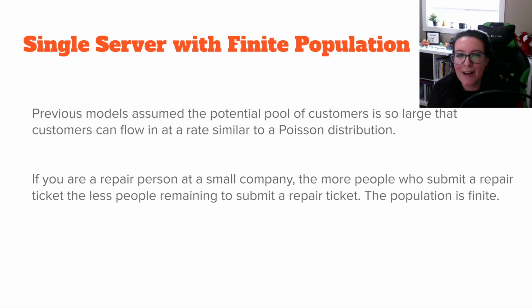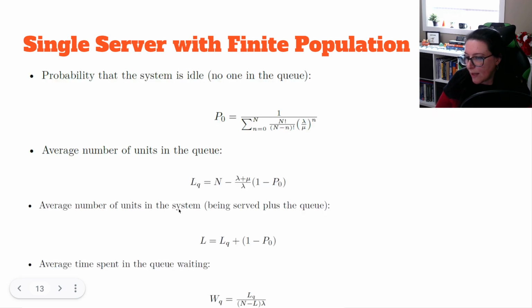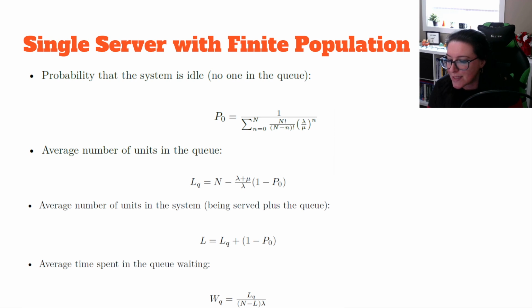So with the finite population and the single server, the fact that the population is finite actually changes some of our calculations. We'll just very briefly look at these situations so you can see how it changes in case this is your situation. The formulas get amended when we have a finite population. We're looking at those same measures in terms of those operating characteristics: the probability the system is idle, the average number of units in the queue, the average number of units in the system, and the average time spent in the queue waiting.